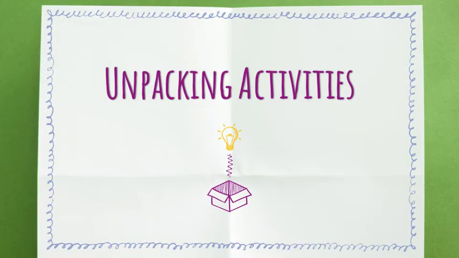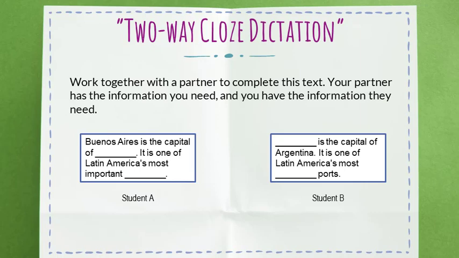The activity we're going to unpack today is a two-way cloze dictation. And the way it works is one student gets a text with some blanks, the other student gets the same text but with different blanks. And so one student has some of the words, the other student has the other words, and they need to work together to complete the text.